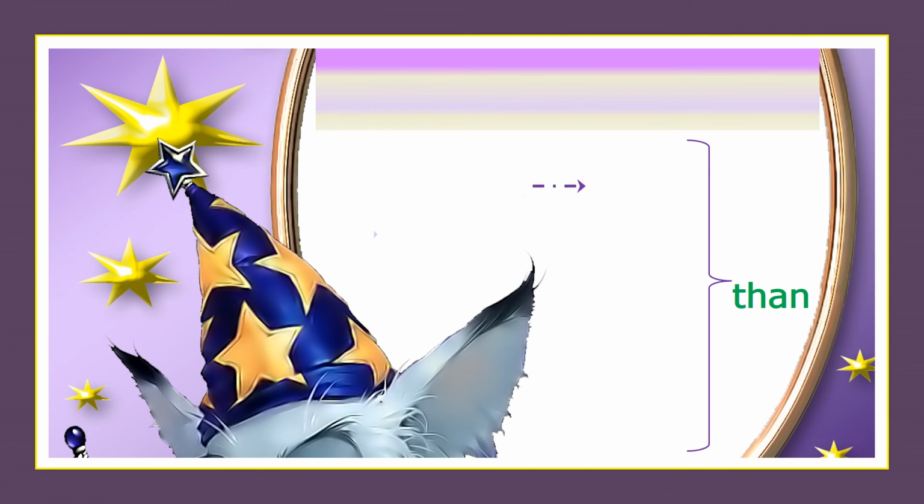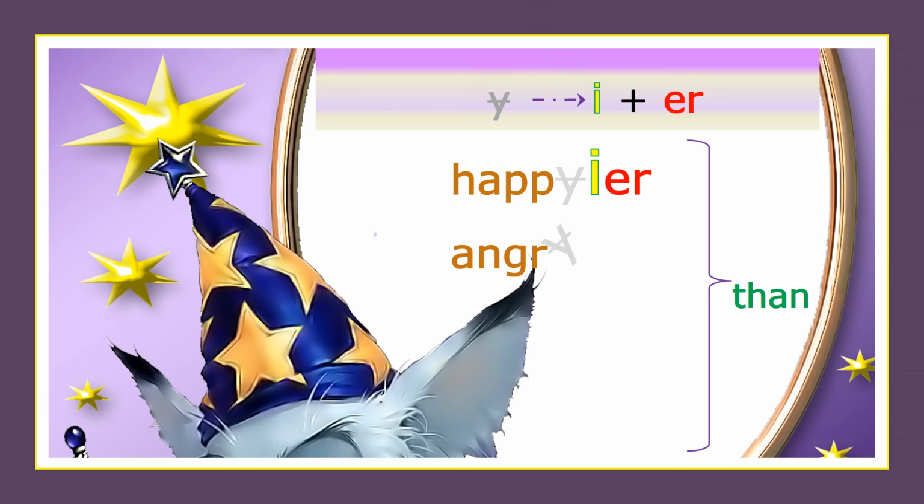If I have Y, I have to cross the Y and put I and then ER. Like, for example, happy. I have to cross the Y and put happier. I cross the Y and put IER. What about angry? So I have to cross the Y and put IER, angrier than, if I'm comparing between two. And what about lazy? Lazier than. I have to cross the Y and put IER if I'm going to compare between two also.